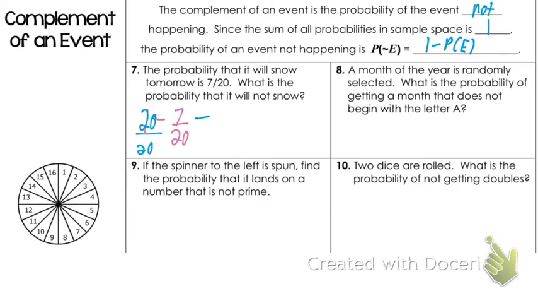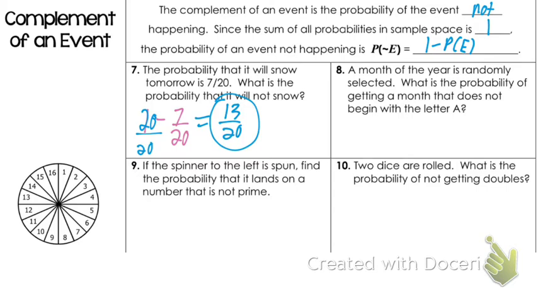So what's 20 minus 7, Lainey? Oh, you don't need a calculator for that. Isn't it 13? 20 minus 7. Yeah. 13 over 20. So the odds of it not snowing would be 13 over 20. Questions on that?